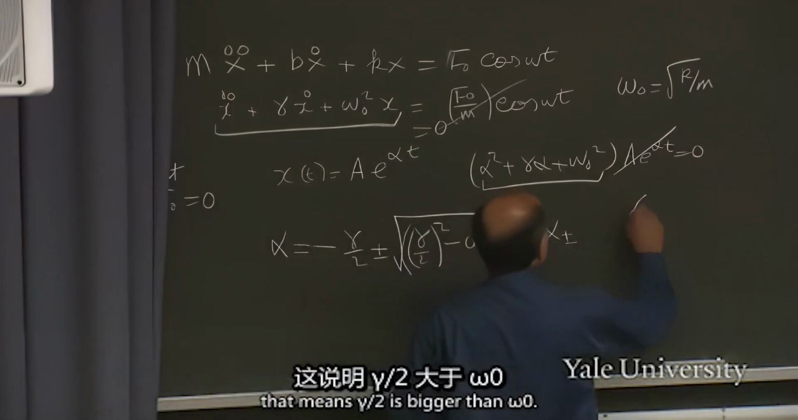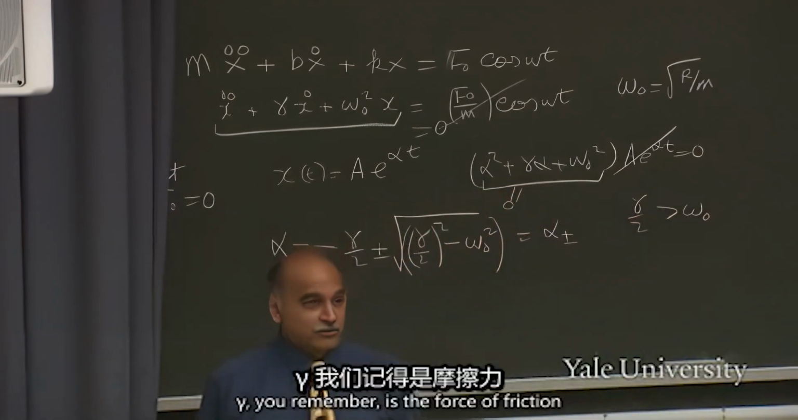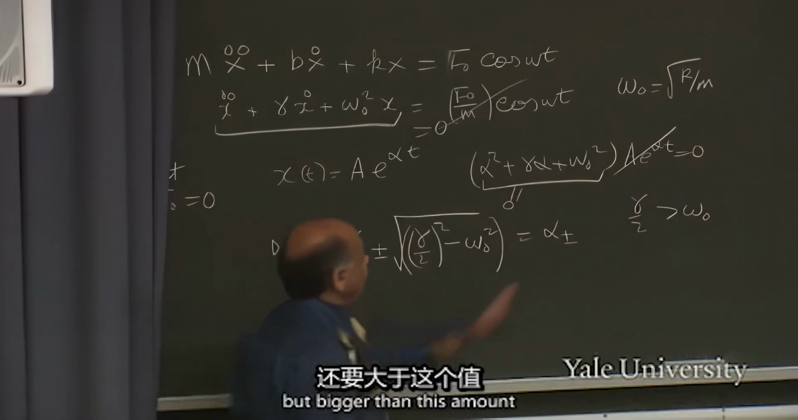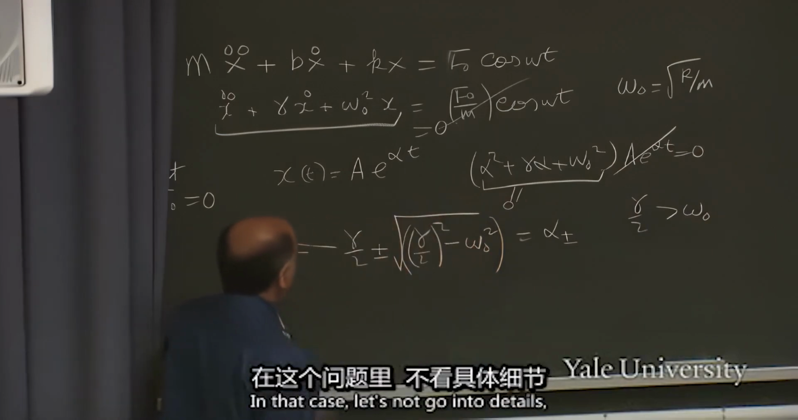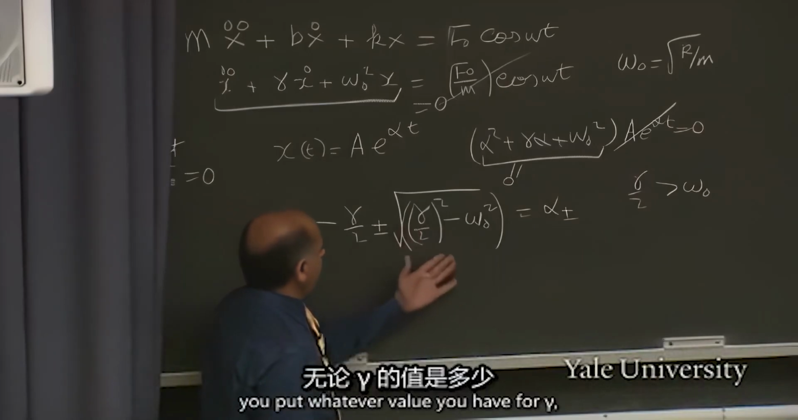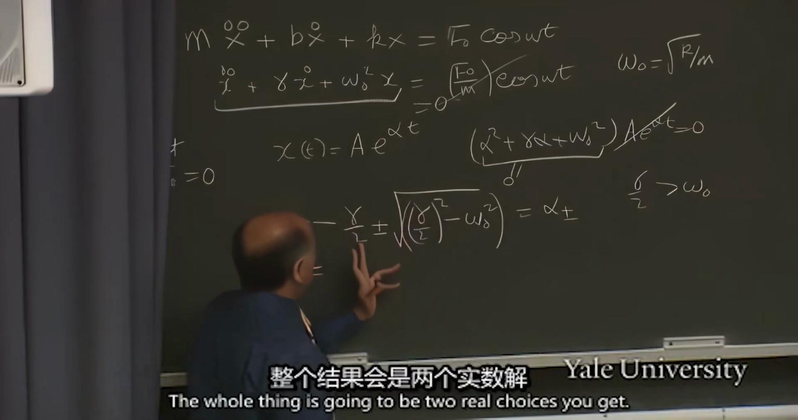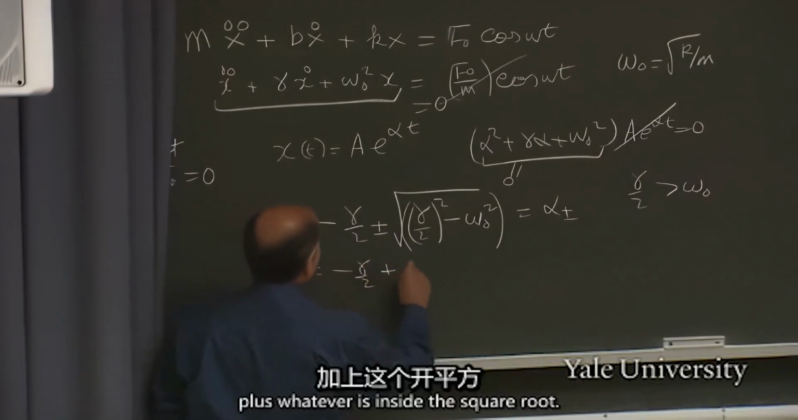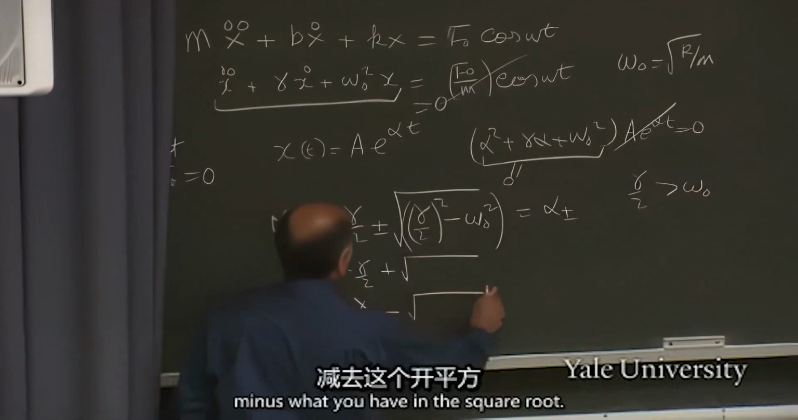That means gamma over 2 is bigger than omega naught. Gamma, you remember, is the force of friction. So we want it to be not only non-zero, but bigger than this amount, controlled by the natural frequency. In that case, let's not go into details, but you can all see, you put whatever value you have for gamma, the square root of this is some number. The whole thing is going to be two real choices you get. One will be minus gamma over 2 plus whatever is inside the square root. The other will be minus gamma over 2 minus what you have in the square root.